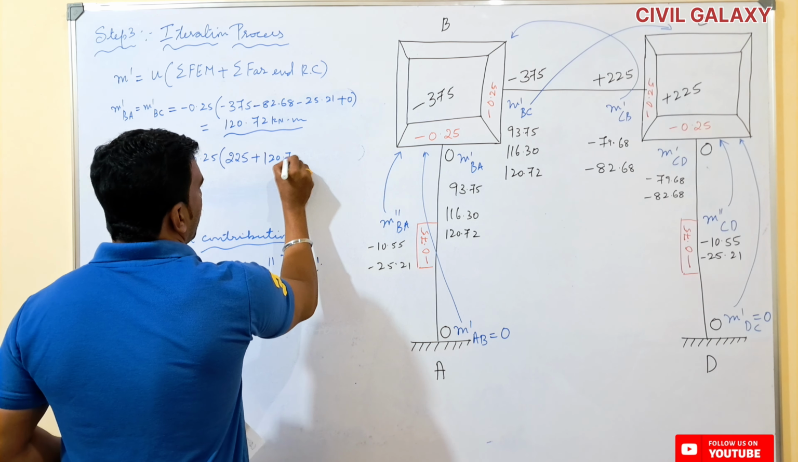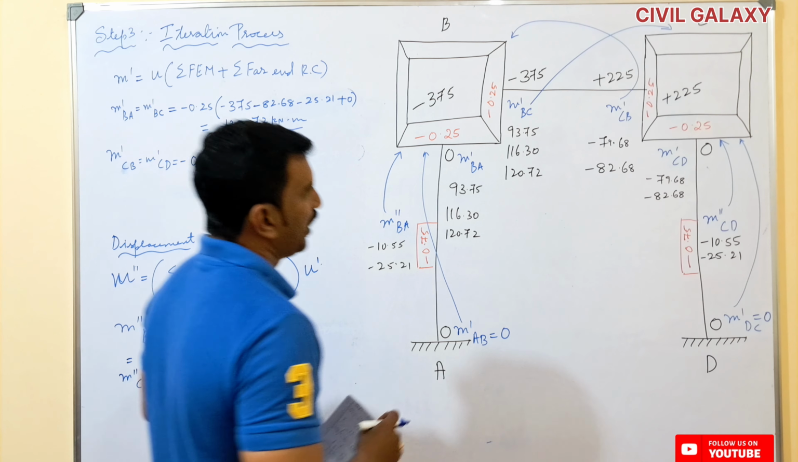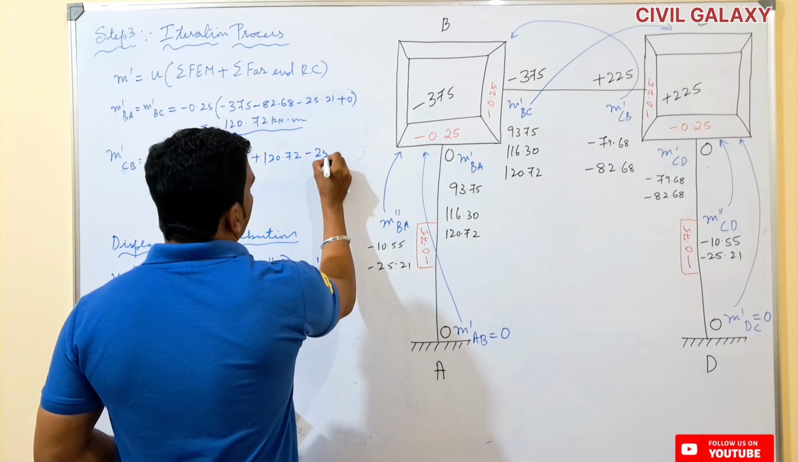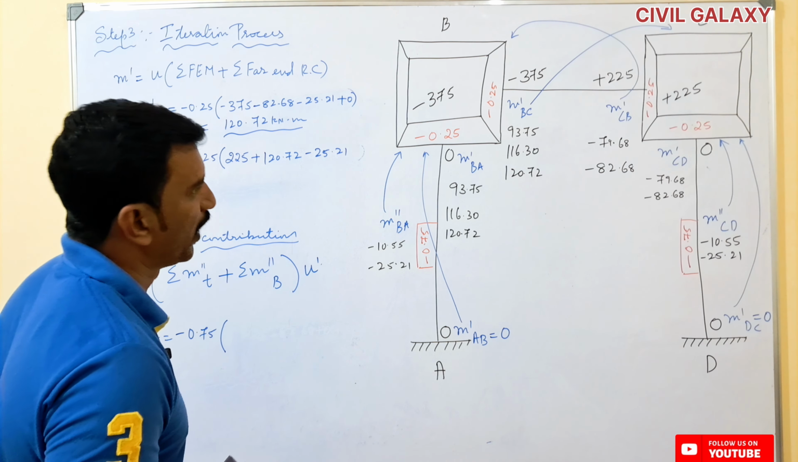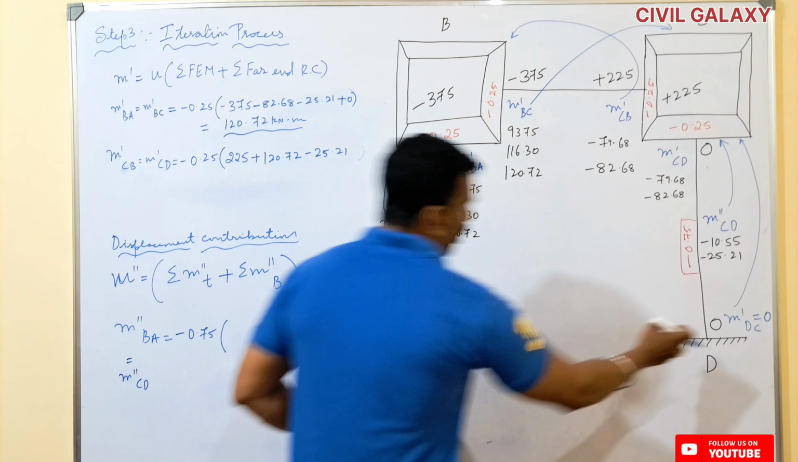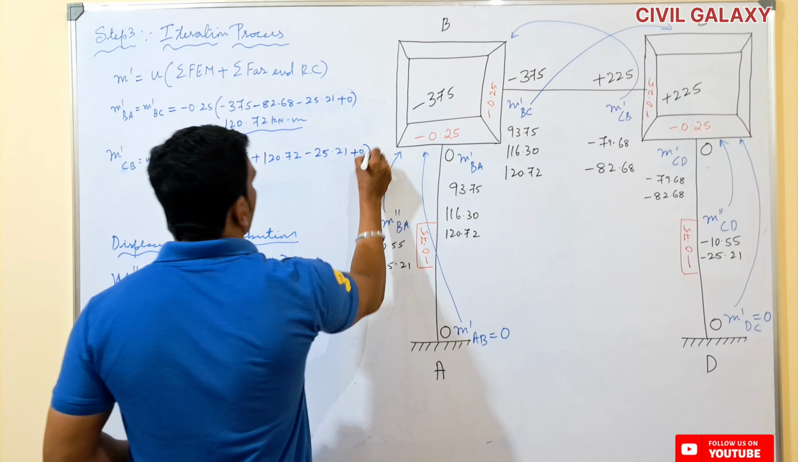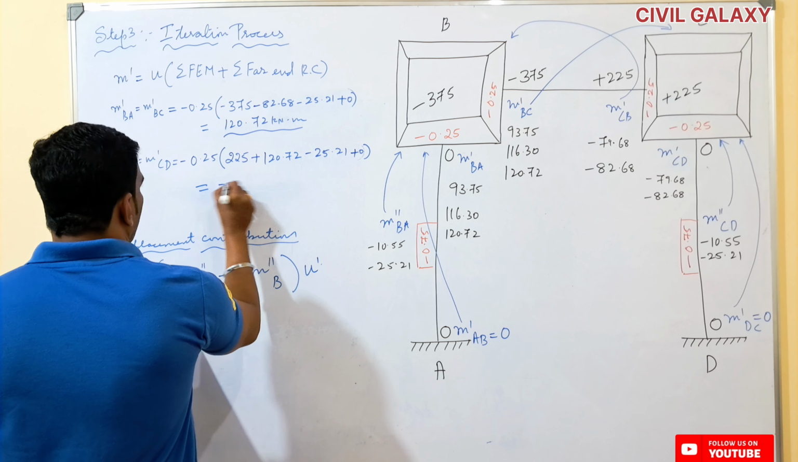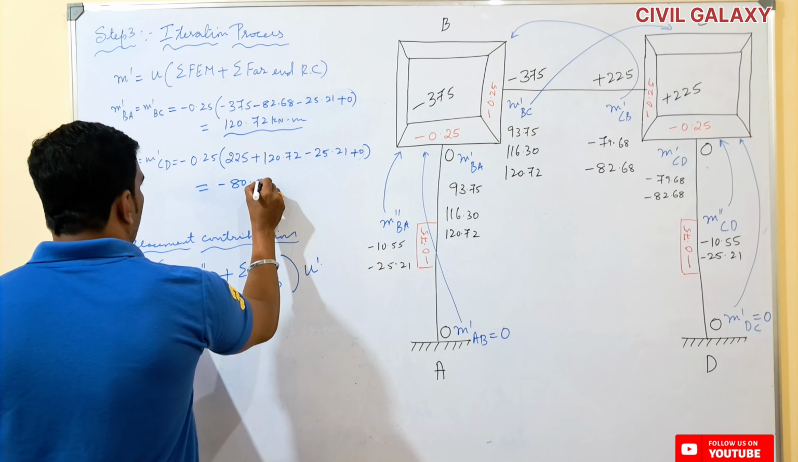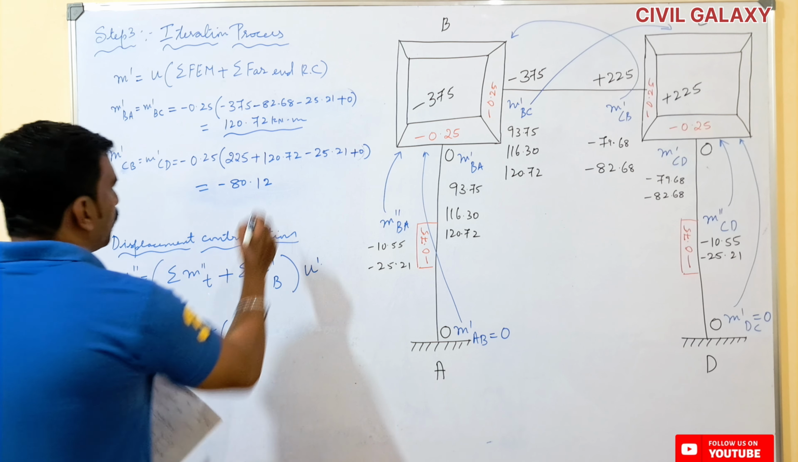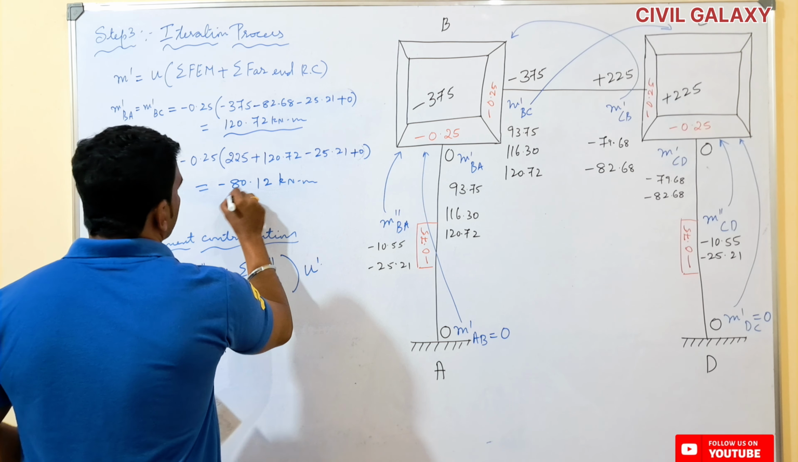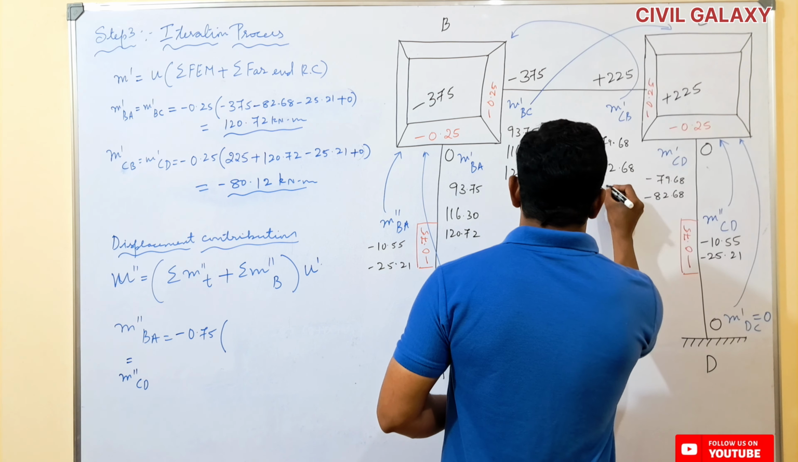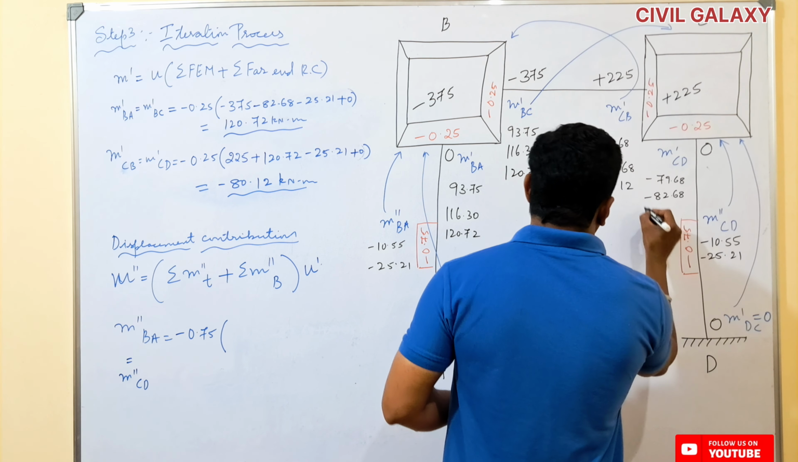So m dash CB and m dash CD, the far end rotation contributions we are having a new value 120.72, and here we are having a new iteration value, that is minus 25.21, and about this point here this is 0. So we are having a value of minus 80.12 kilonewton meters. So this value we will provide over here, that is minus 80.12, minus 80.12.